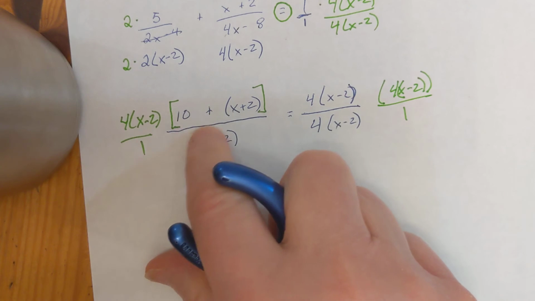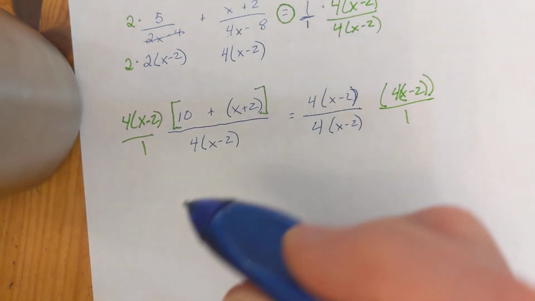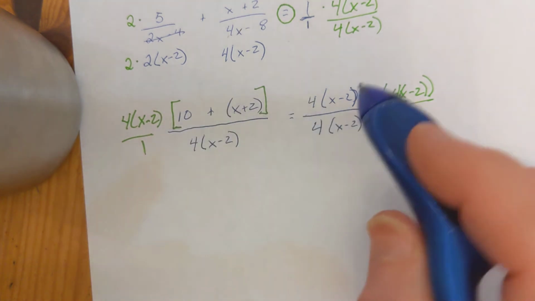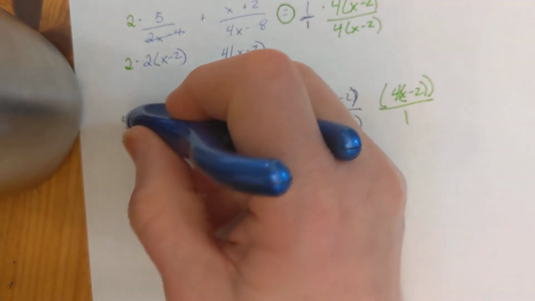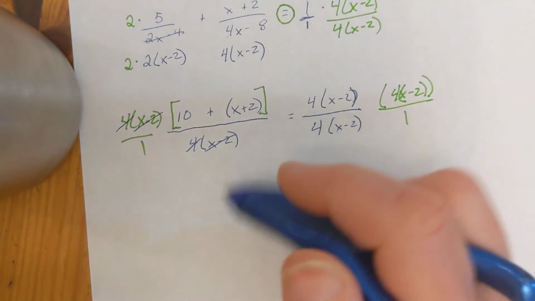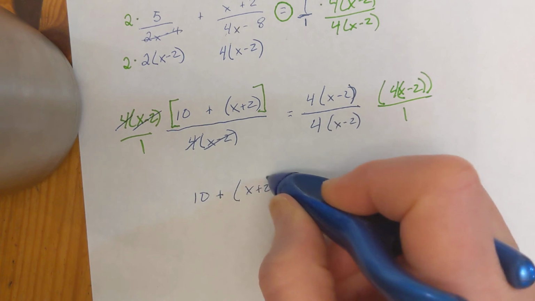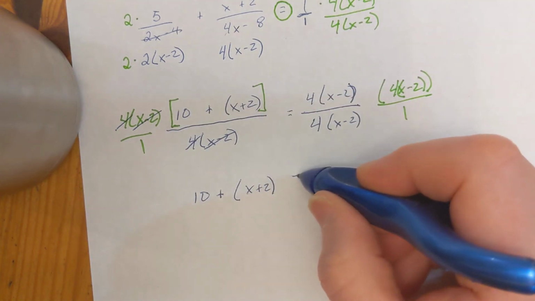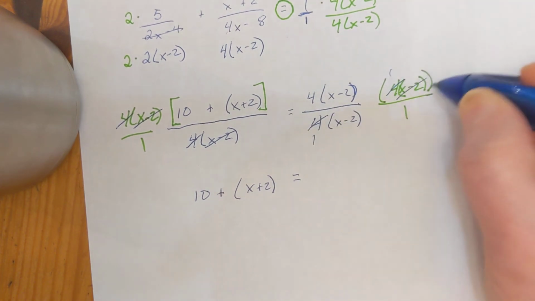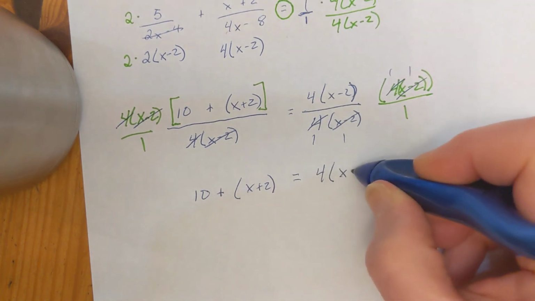And now I can simplify each side as long as these are factors. This here hasn't been simplified, but because I have it in these brackets, it's contained as 1 unit. And because it's 1 unit, it's multiplied by this 4 times x minus 2. So I can divide out both the 4 and the x minus 2, to leave me 10 plus x plus 2, what was in that bracket. Same thing here, I can divide out 4 with a 4, and x minus 2 with the x minus 2, and that's going to give me 4 times x minus 2.